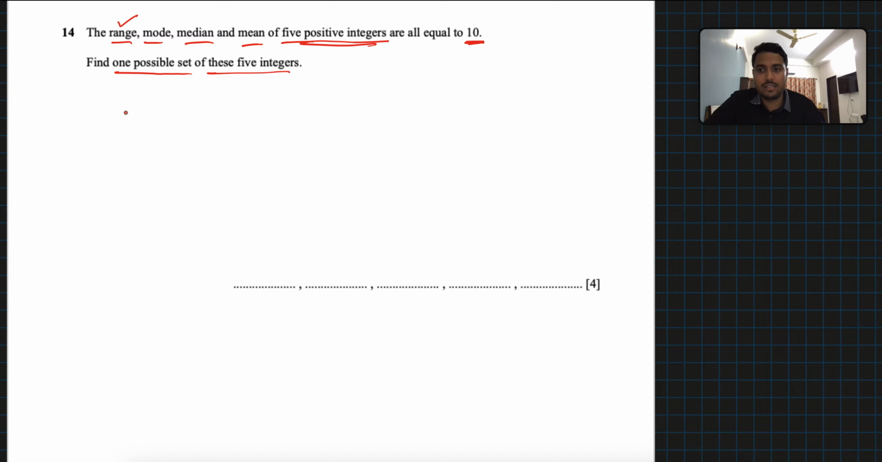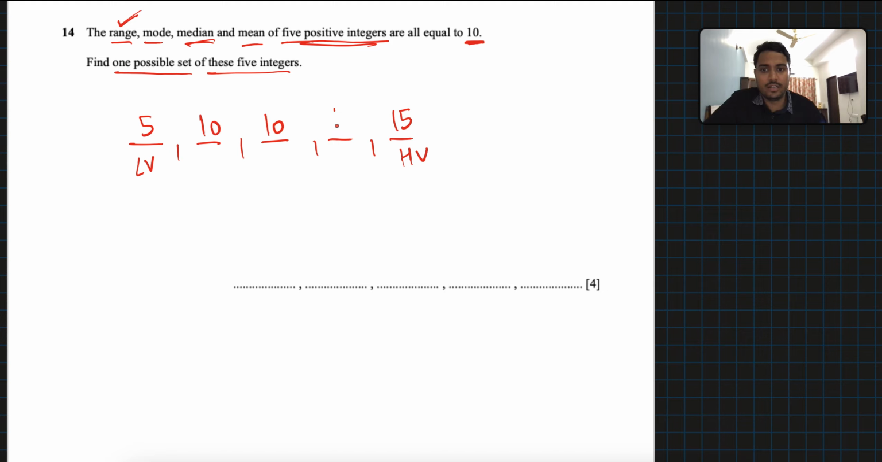So let's say 1 2 3 4 5. Let's say first number is 5 and last number is 15. So range will be 10, highest minus lowest. This is going to be the lowest value. This is going to be the highest value. So highest minus lowest, that is 10. 15 minus 5 is 10. So that is our range. Mode is a number. Okay, and then median is also 10. So the center value will also be 10, and mean is also 10.